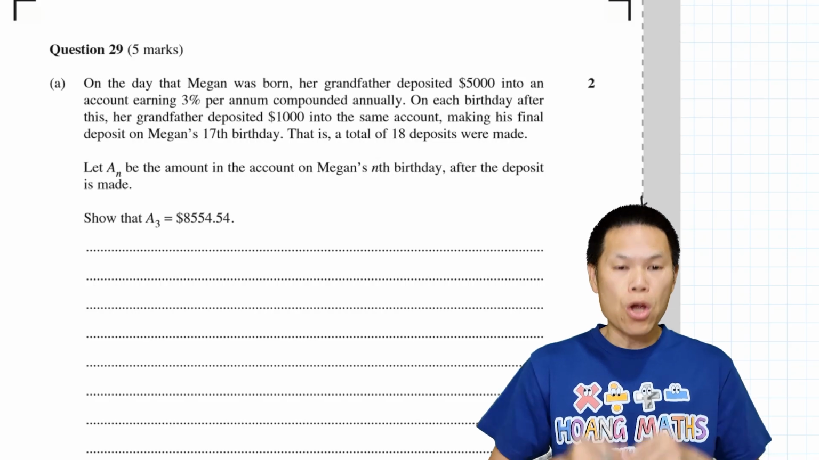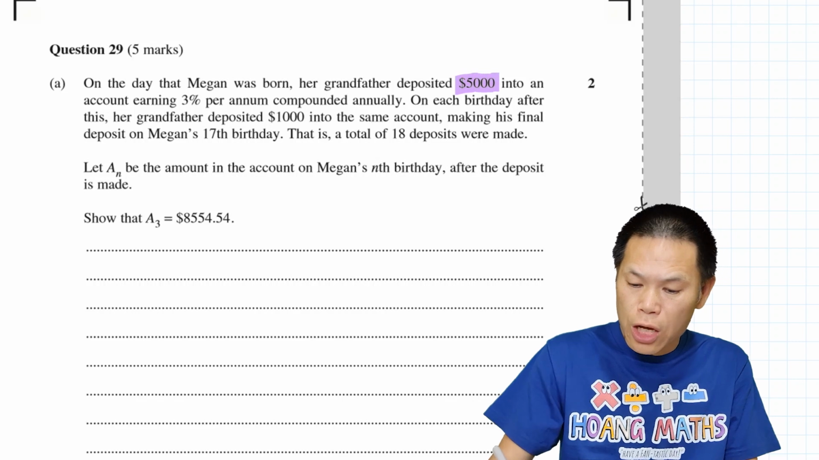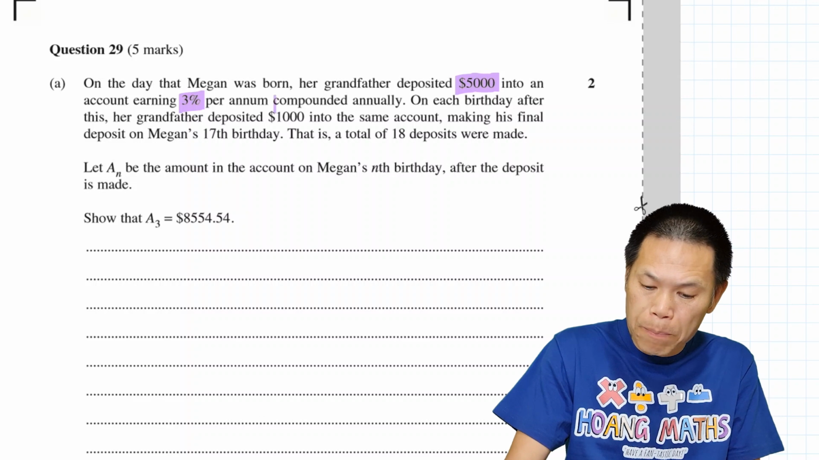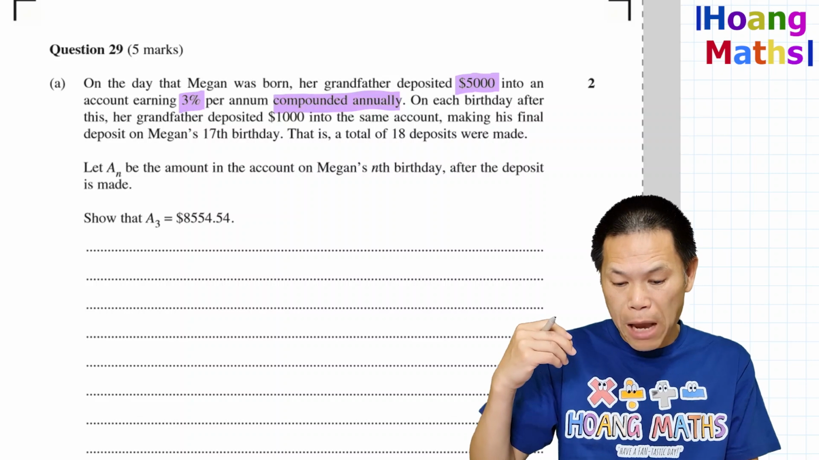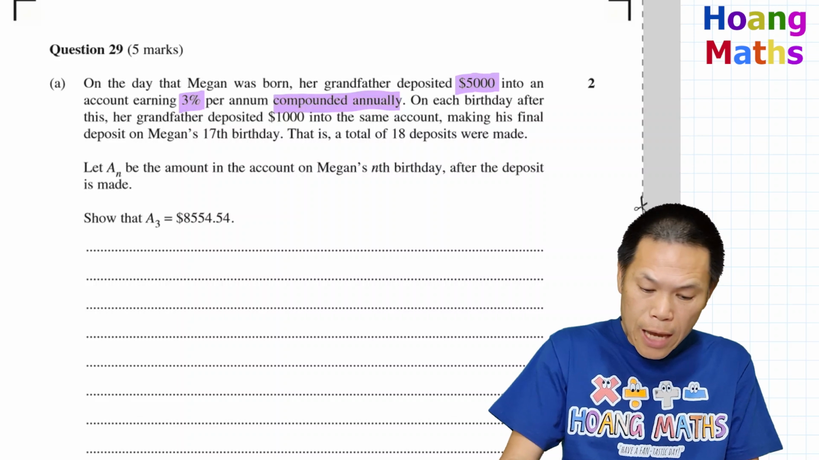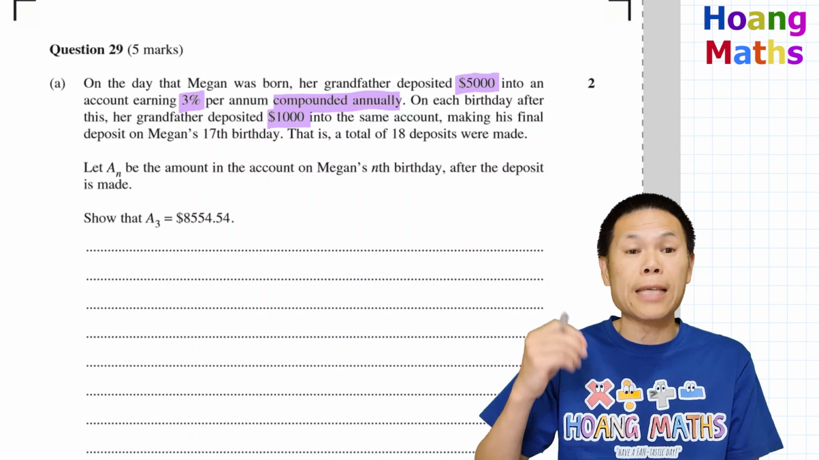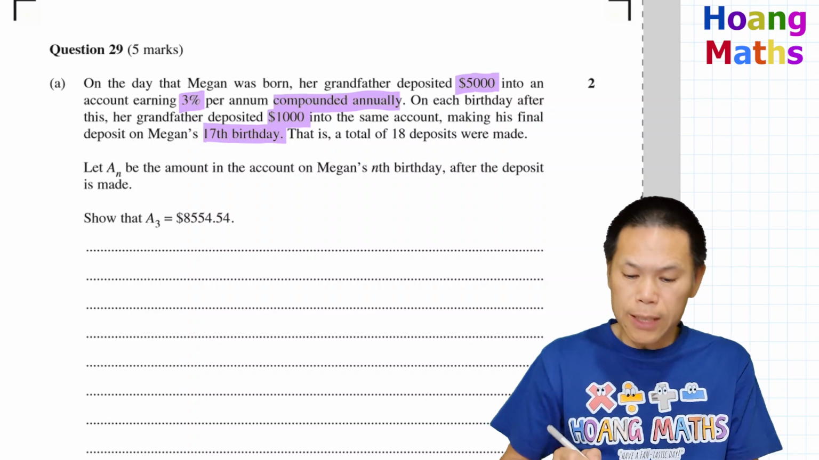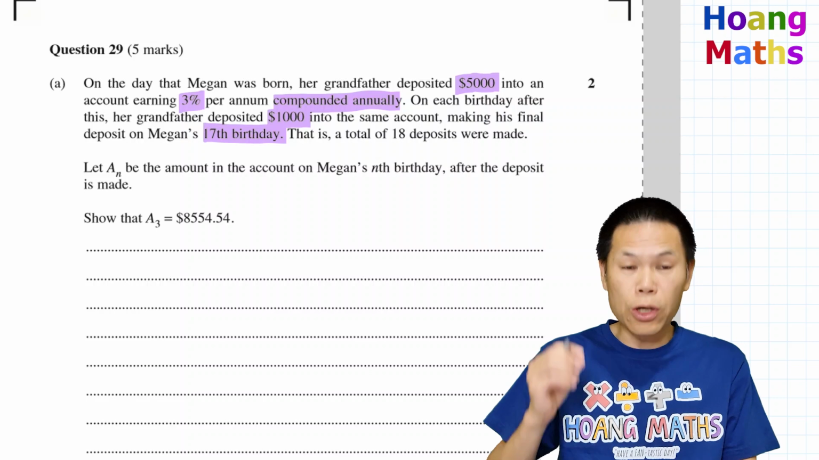Question 29. On the day that Megan was born, her grandfather deposited $5,000 into an account earning 3% per annum compounded annually. So we do not need to change the interest because it's compounded annually and 3% per annum. On each birthday after this, her grandfather deposited $1,000 into the same account, making his final deposit on Megan's 17th birthday. That is, a total of 18 deposits were made. So keep that in mind.